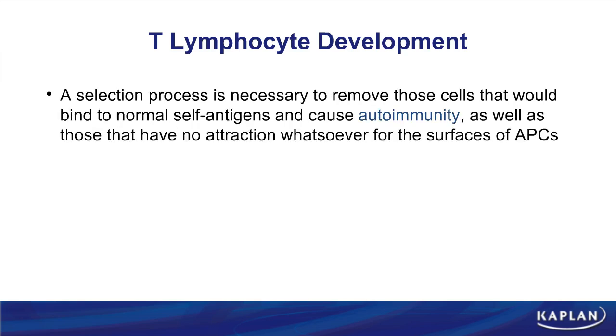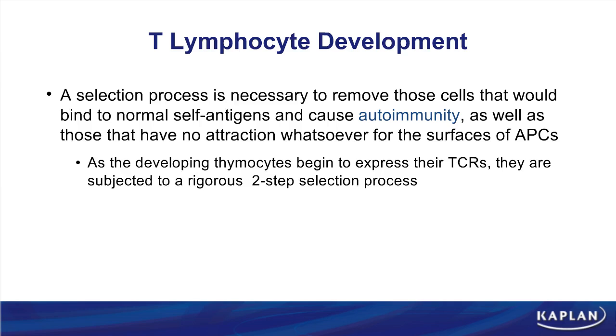T cell development is a very stringent process that occurs within the thymus. And as these T cells are developing within the thymus, they are trying to learn the difference between self versus non-self, and hopefully eliminating any T cells that would be potentially self-reactive and lead to autoimmune disease. There is actually a two-step selection process for these T cells. One is called positive selection, and the other is called negative selection.